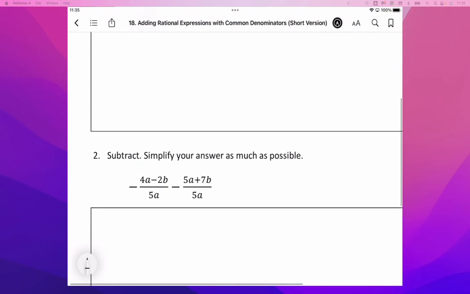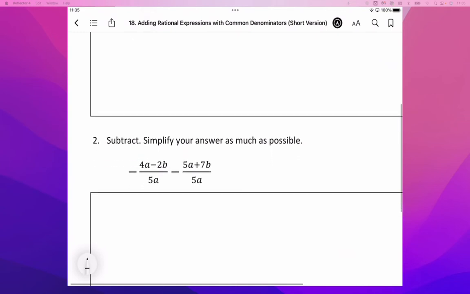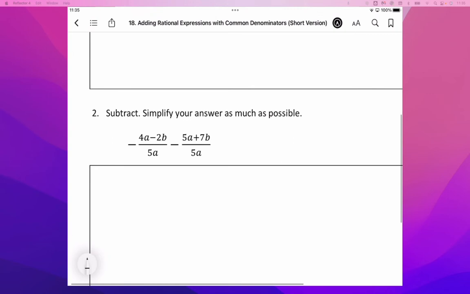So number 2 is a great example of why we want to distribute those negative signs, like I did on number 1. And so we have a negative, this whole thing is negative, not just the 4a, but also we need to change the sign on that 2b. And the same thing here on this 5a and this 7b. So the negative sign is going to make that a negative 4a, a positive 2b over 5a. And then we're going to be adding. That's going to become a negative 5a and a negative 7b over 5a.